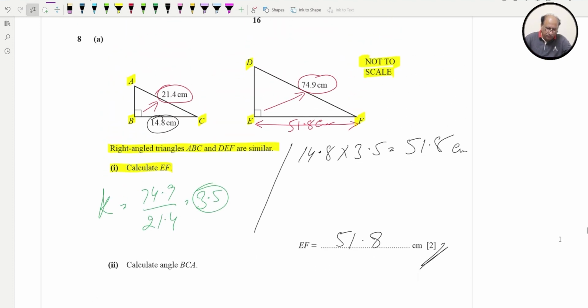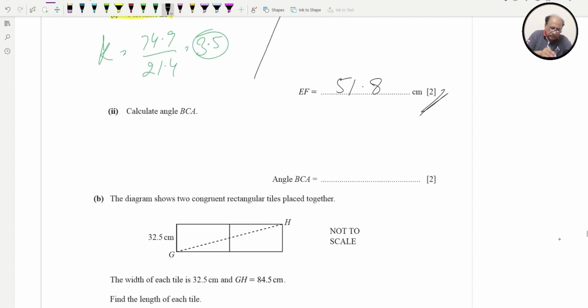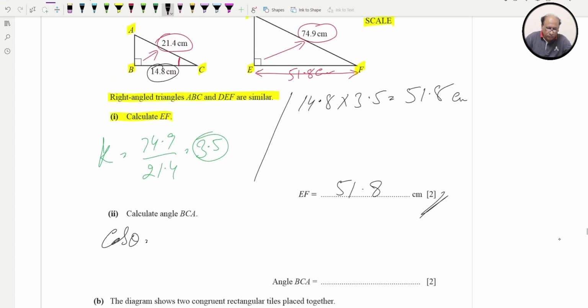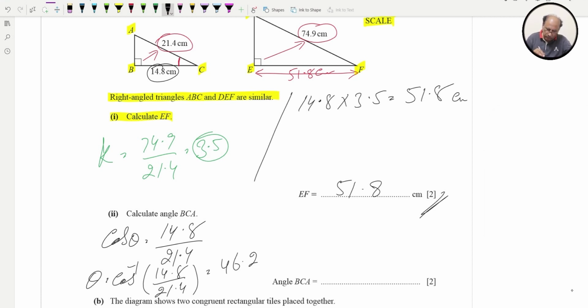Calculate angle BCA. BCA is which angle? This angle is BCA. So we have the adjacent and hypotenuse. Adjacent over hypotenuse will be cos theta. So we can write cos theta is equal to 14.8 divided by 21.4, and theta will be equal to cos inverse of 14.8 over 21.4. Use shift cos, your calculator should be in degree mode, and 14.8 divided by 21.4, and this will be done, which is 46.2 degrees.